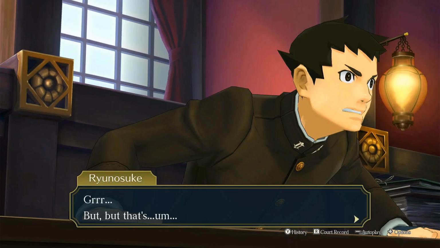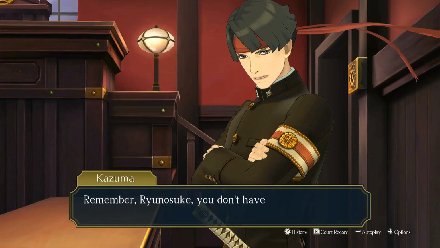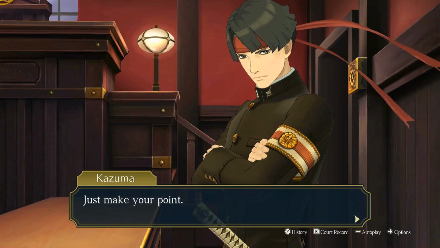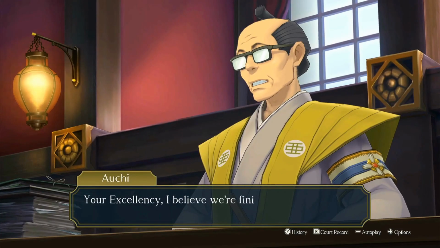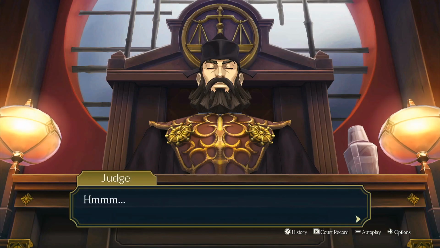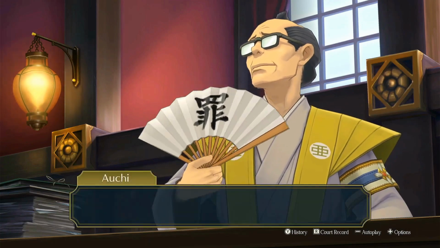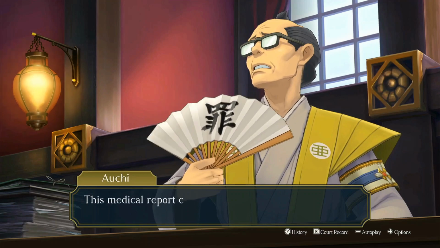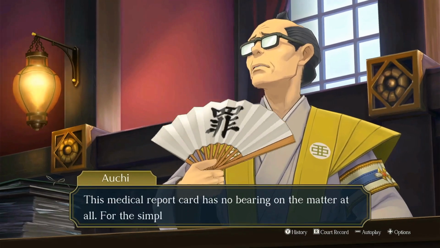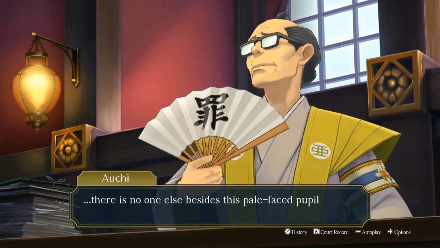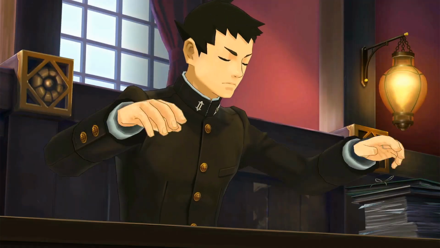But that's... Remember, Renoski, you don't have to use clever language or fancy words. Just make your point. Your Excellency, I believe we're finished here. Surely there's no need to prolong this trial any further. The witness testimonies the court has heard have been clear and concise. This medical report card has no bearing on the matter at all, for the simple reason that there is no one else besides this pale-faced pupil who could possibly have perpetrated the crime.